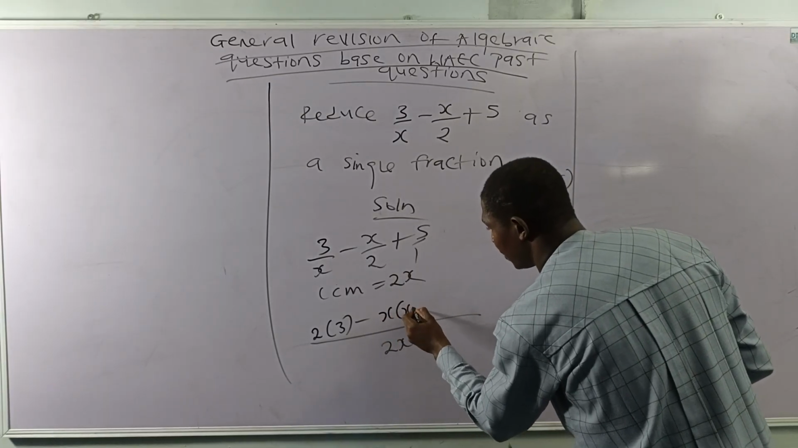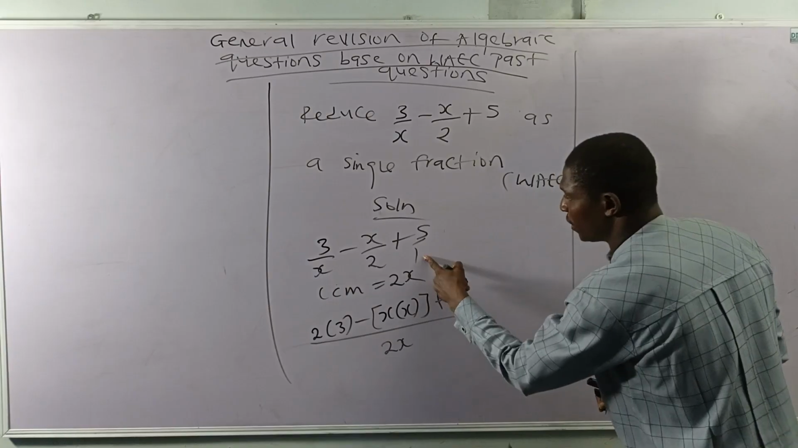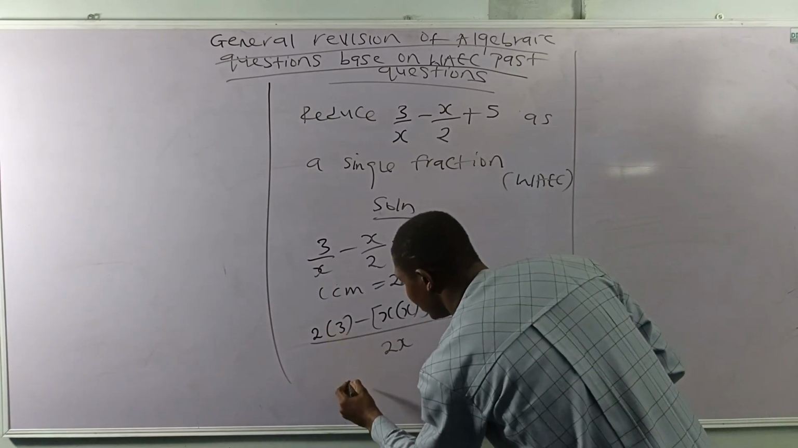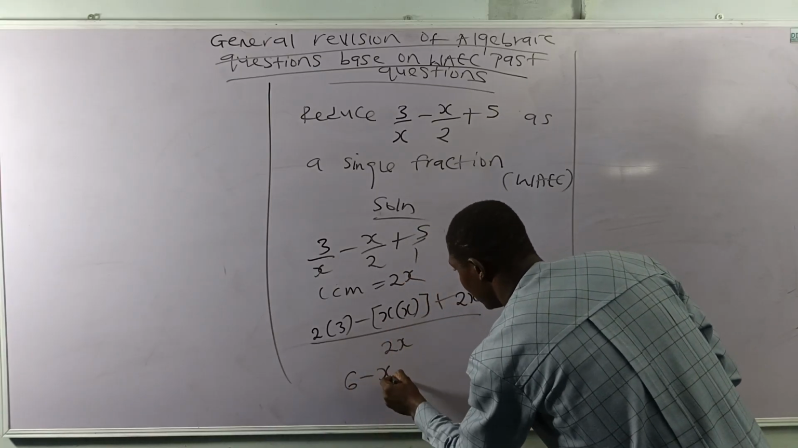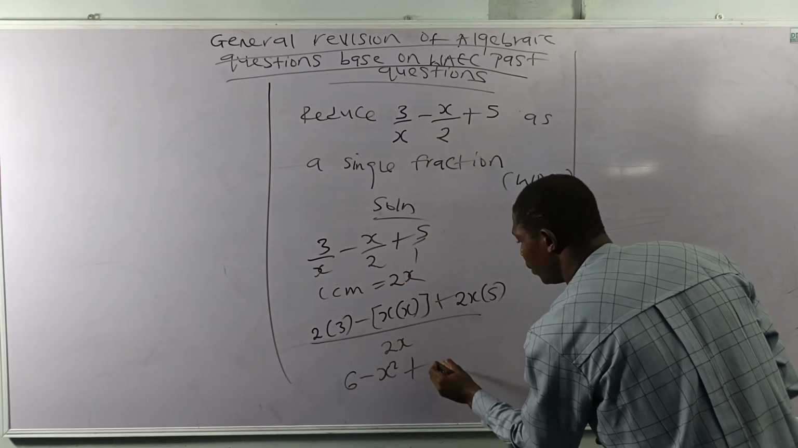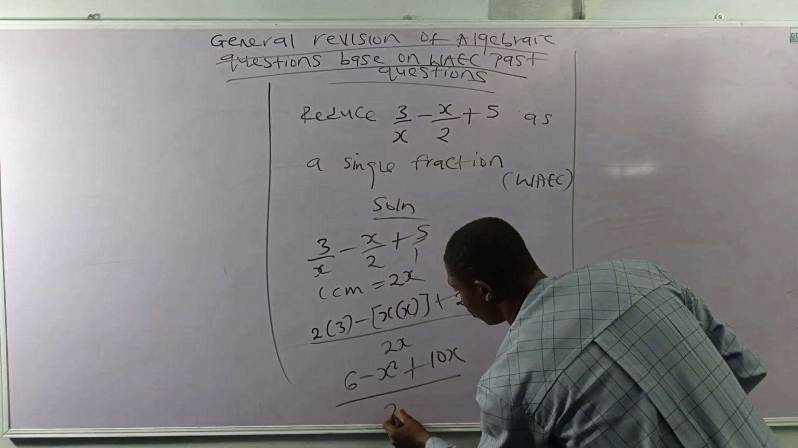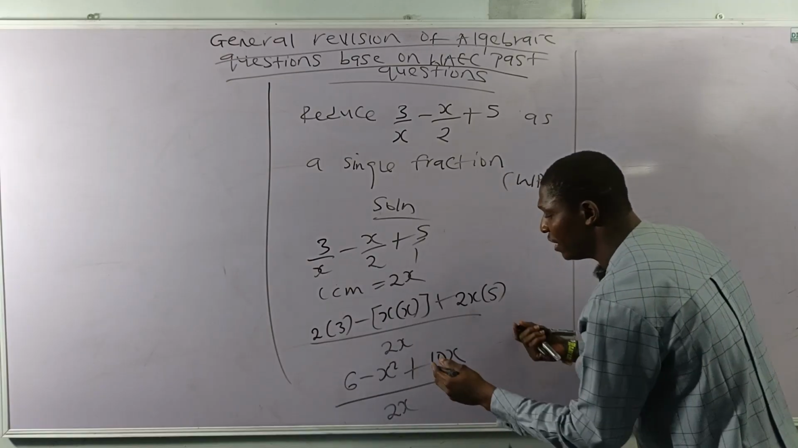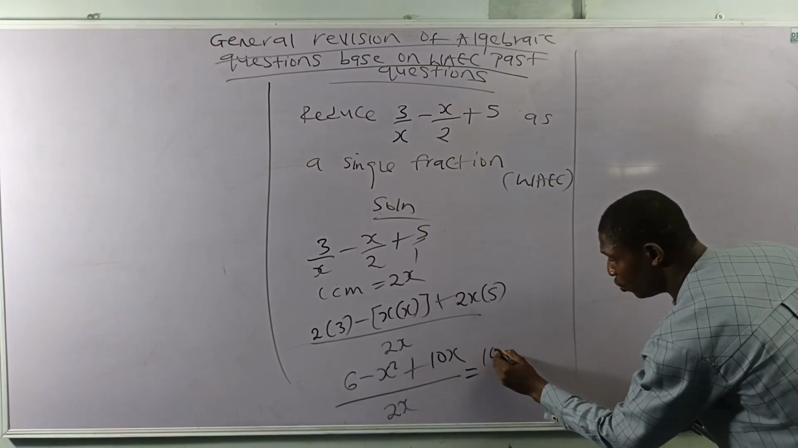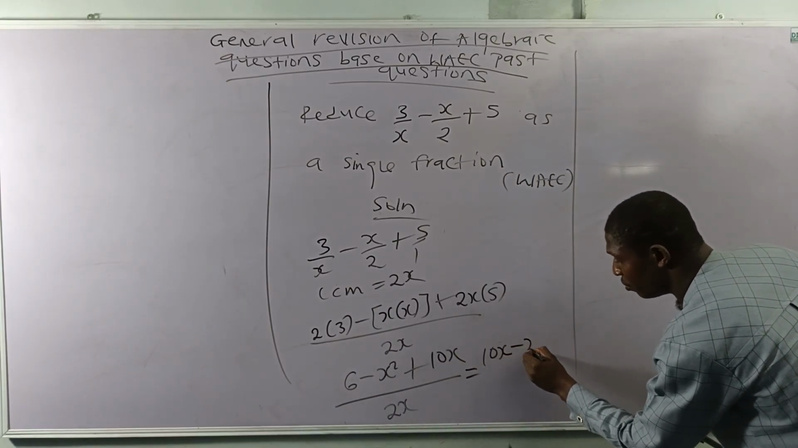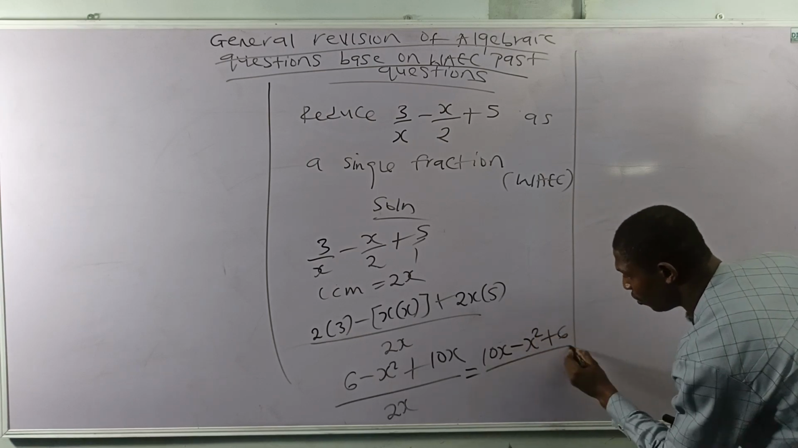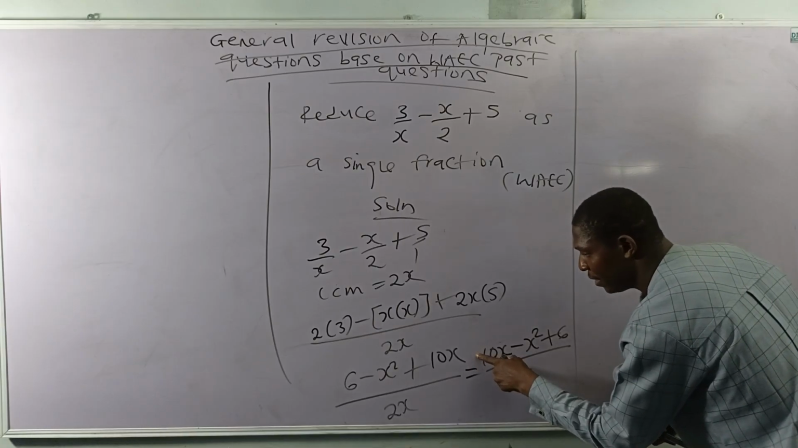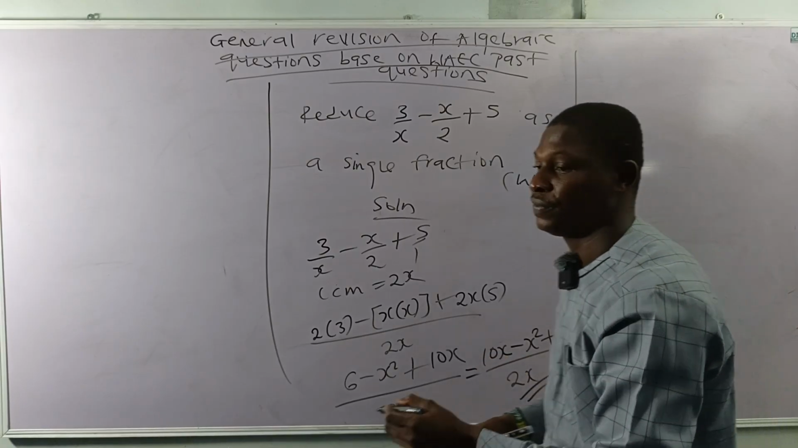x bracket x. Plus 1, 2x divided by 1 will give me 2x bracket 5. 2 times 3 will give me 6, minus x times x is x squared, plus 2x times 5 will give me 10x, all over 2x. I don't need to rearrange this because it's better the first value starts with a positive sign. This can equally be written as, if you want to, 10x minus x squared plus 6 all over 2x. But do not bring negative x squared to be the first term that starts this expression.